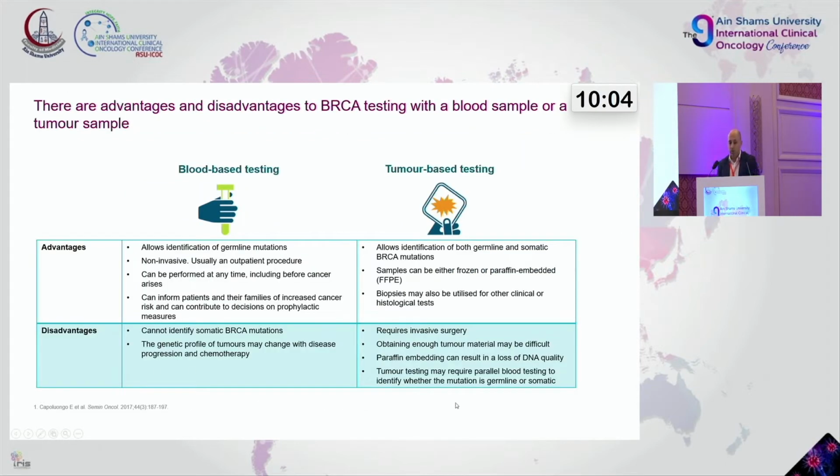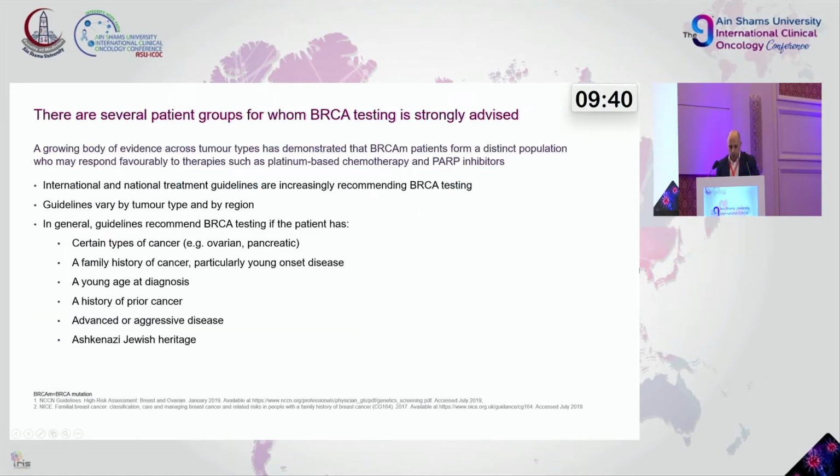The advantages, of course, blood test is a non-invasive technique, very simple, can be performed anytime. However, it cannot define or identify the somatic mutation which could be present on the cancer cells itself. For the tumor-based testing or the somatic, the issue was to obtain a biopsy from the tumor itself, of course, but it allows more identification if we do have a negative germline.